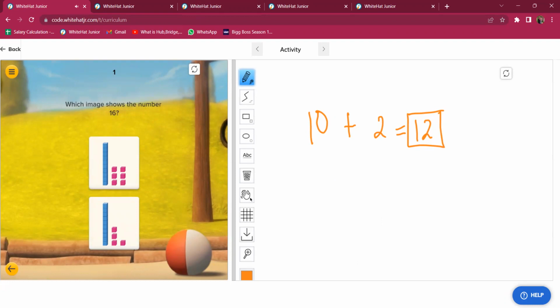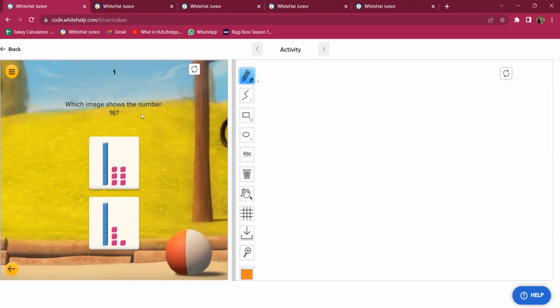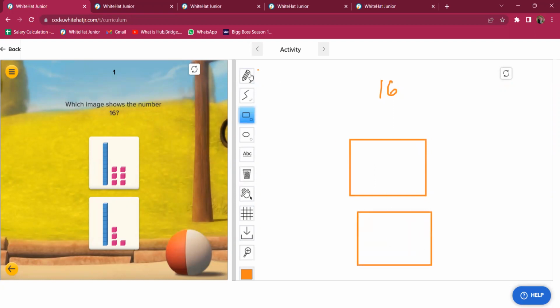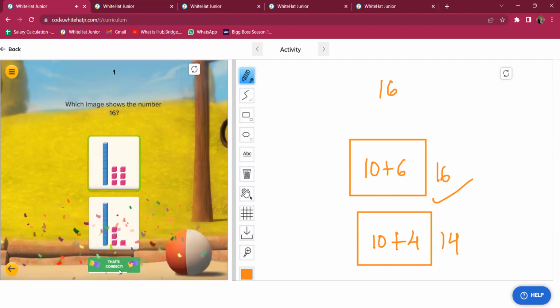Let's see what we have to do in the next question. Which image shows the number 16? So we have to show 16. There are two boxes given to us, so we'll count them. Here we have 10 plus 1, 2, 3, 4, 5, 6. We have 6. And here we have 10 plus 1, 2, 3, 4. So this will be 16 and this will be 14. So the correct answer is this one. We will click on this one, check our answer, and go to the next question.